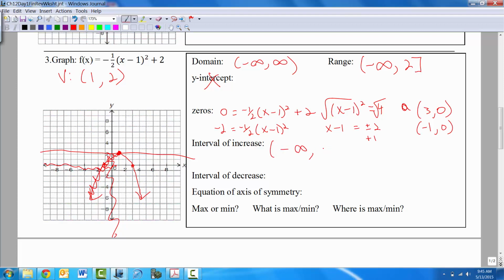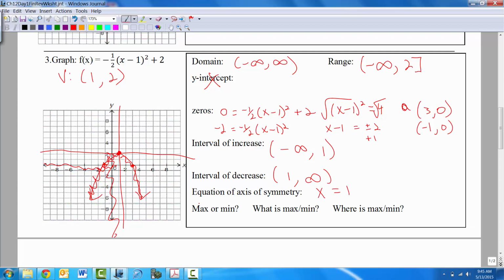So again, fast tracking this. -infinity to 1. Again, this is on YouTube. You can stop and rewind and re-look at it if I'm going too fast. All right. This goes down from here to here, so interval of decrease is 1 to infinity. 1 was the x-coordinate of the vertex, right. Equation of the axis of symmetry, that's x equals 1, vertical line.